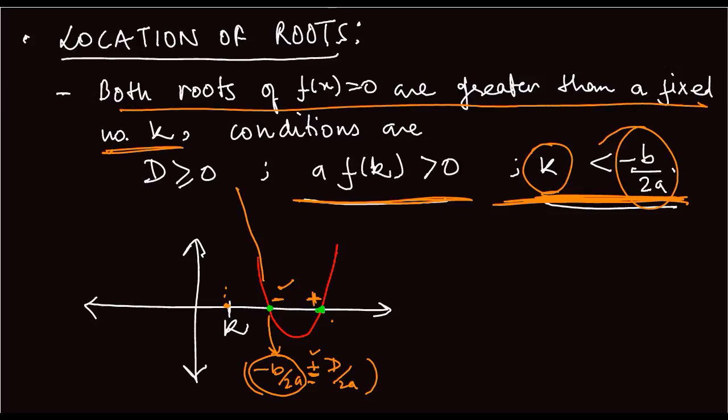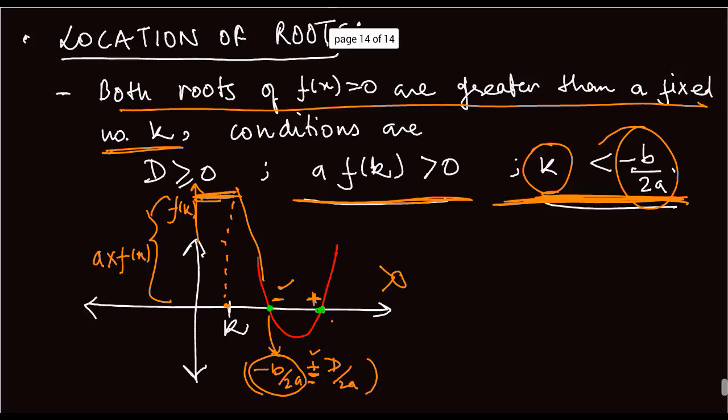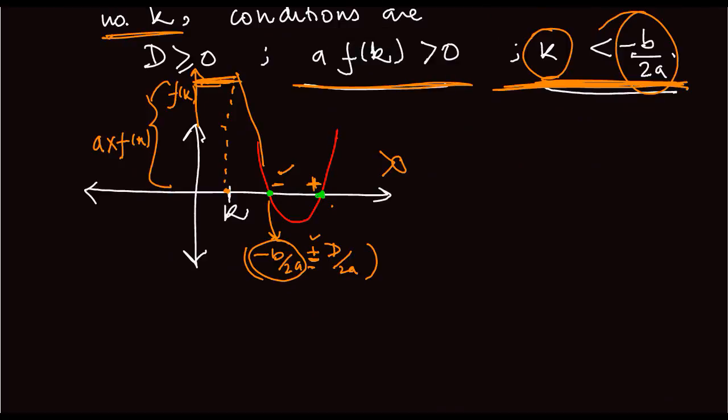f of k is this on the graph. So let's say f of k is this one. If we produce it, this length will be f of k. A into this f of k will be greater than 0, which we can see here. So these are the two conditions for both roots to be greater than a number k. Now this can be shifted to a different section. Let's draw it.